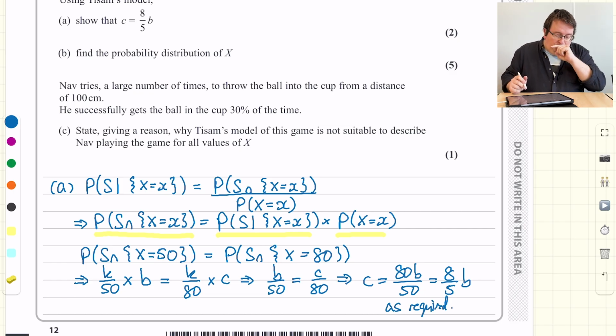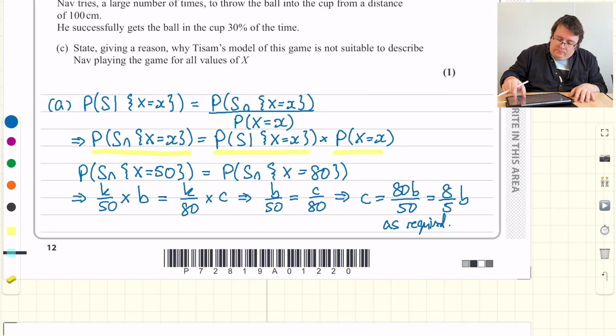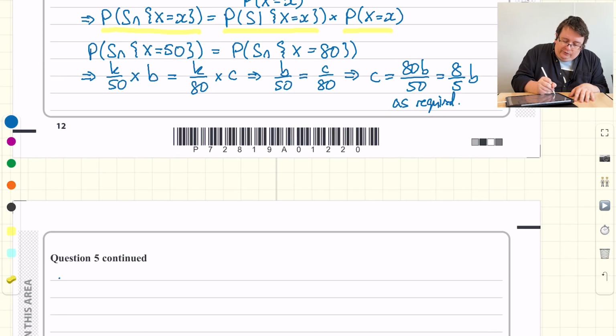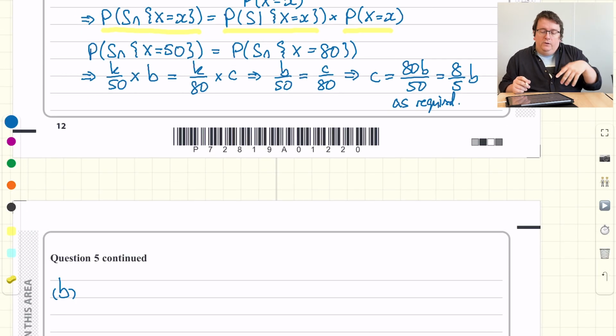Right. That's quite a lot to get your head around just for those 2 marks. So, part B, find the probability distribution of x. Now, that means we're going to have to find A, B, C, and D. Okay, so we've got C in terms of B. So, it would be a good idea if I could get C in terms of all the other variables, so A and D, because I know that A plus B plus C plus D has got to be equal to 1.